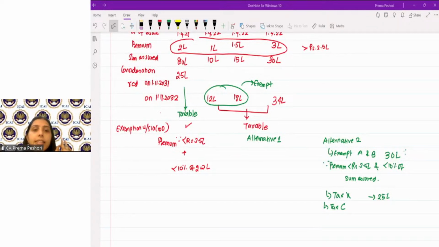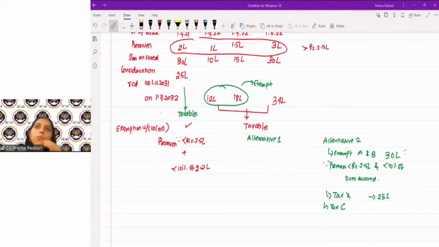It says that in case the amount on the old and the new ULIP exceeds 2,50,000, then A, B, C will not be exempt, right? However, in case you want, you can exempt A and B and tax X. Are we clear? This is the alternative treatment which has been suggested.